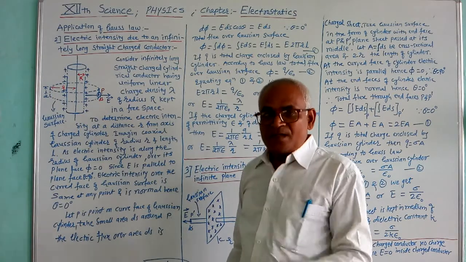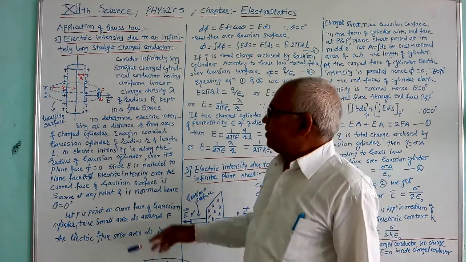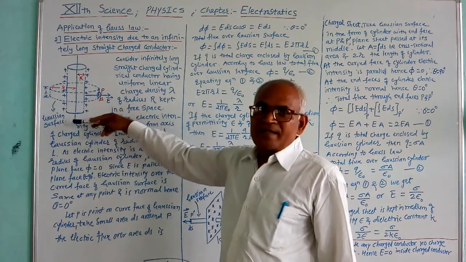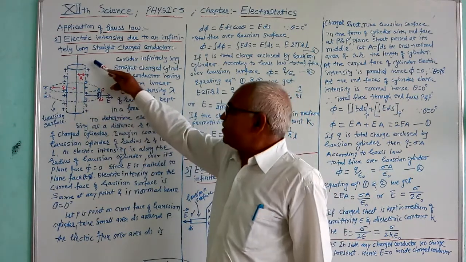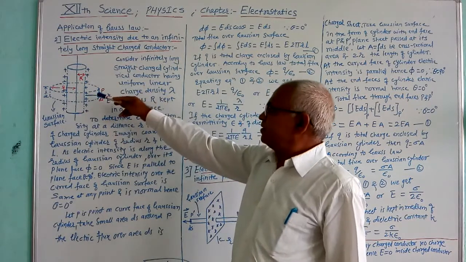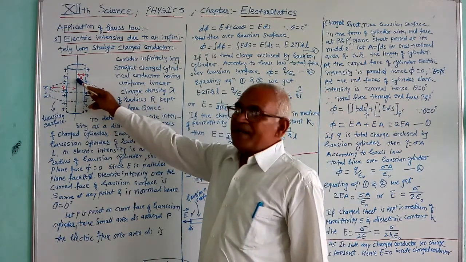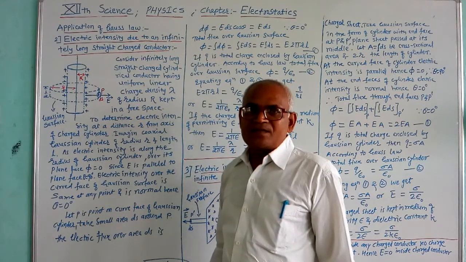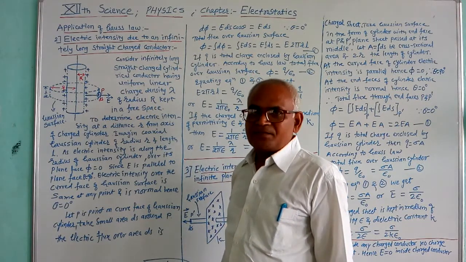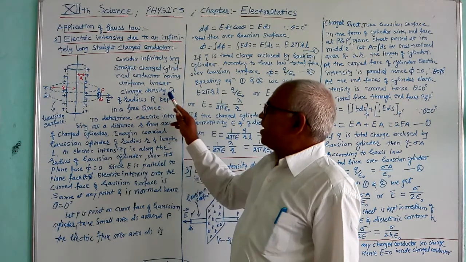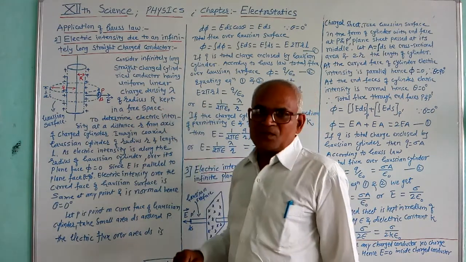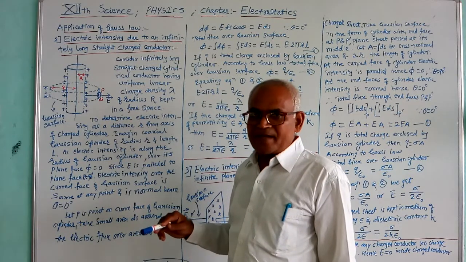For this purpose, let us suppose that we have an infinitely long cylindrical conductor which is uniformly charged. Capital R is the radius of that infinitely long charged cylinder. Let lambda be the linear charge density over that cylinder.